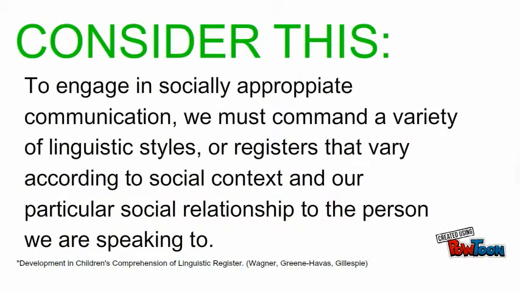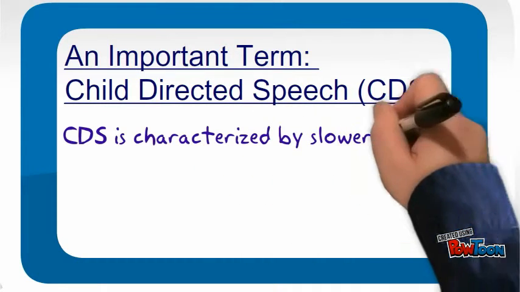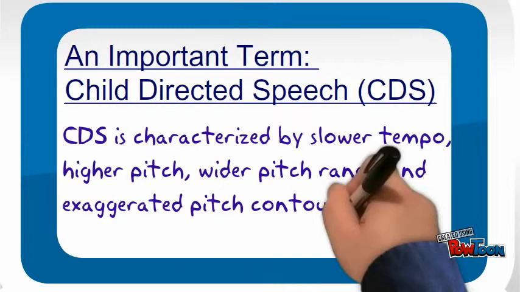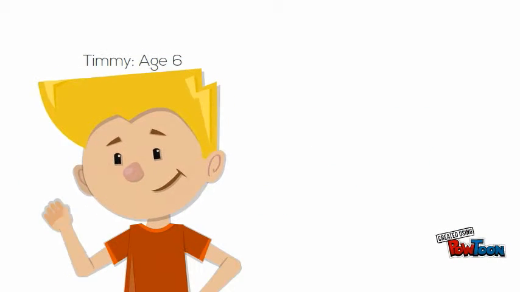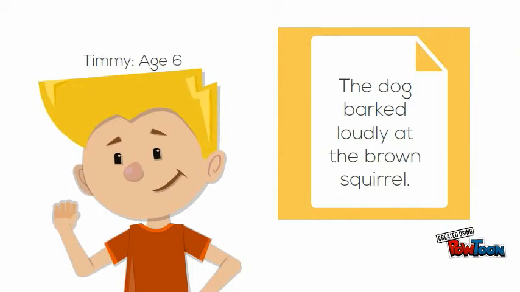An important term to understand is child-directed speech, or CDS. CDS is characterized by slower tempo, higher pitch, wider pitch range, and exaggerated pitch contours. In general, people would speak to Timmy in CDS. For example, the dog barked loudly at the brown squirrel.